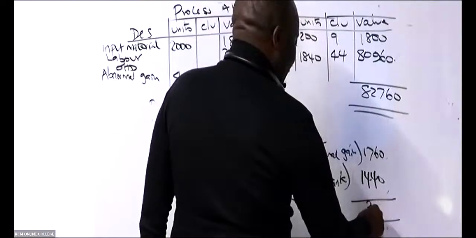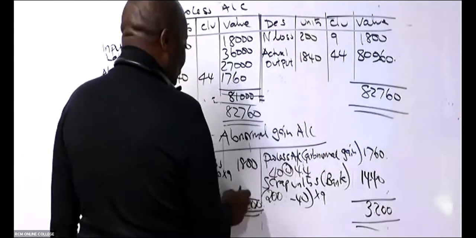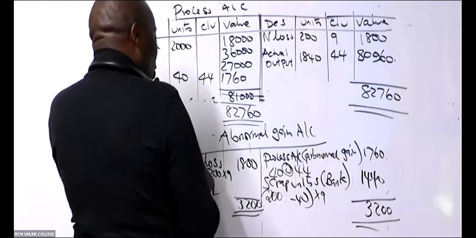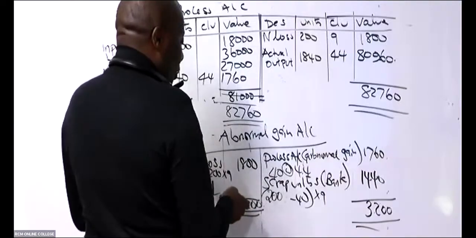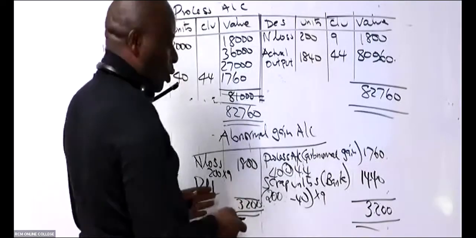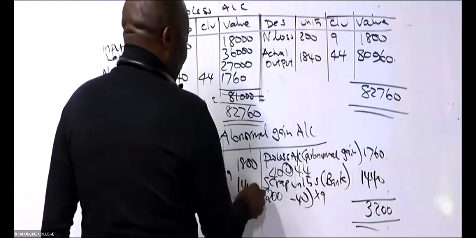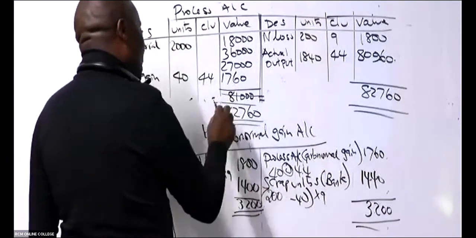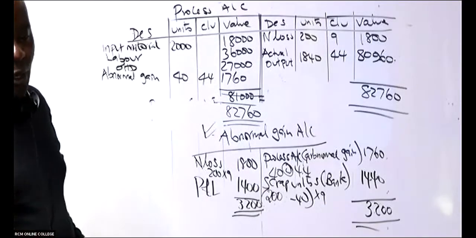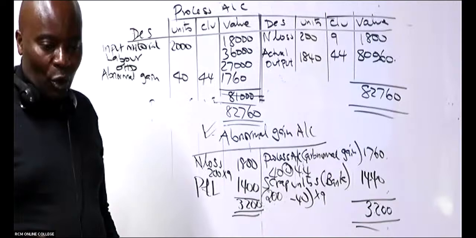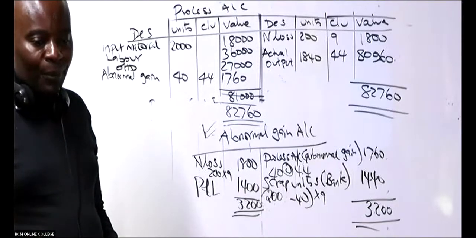3200. So this is 3200, meaning that this side must also be 3200. So the balancing figure, which is going to the P&L on the credit side of the P&L, remember it's debited, will be how much? 3200 minus 1800 will be 1400. So the P&L, you take 1400. I'm 100% sure this at times confuses, but the moment I do another question, you guys will be comfortable.